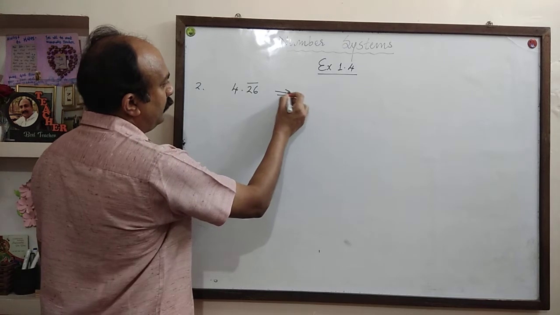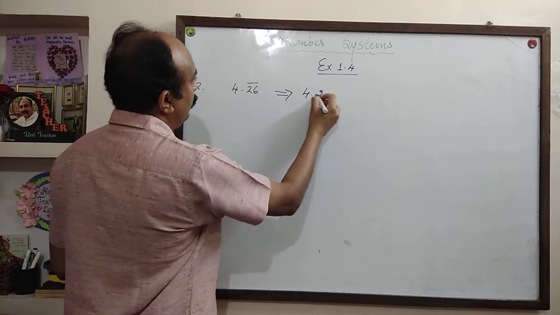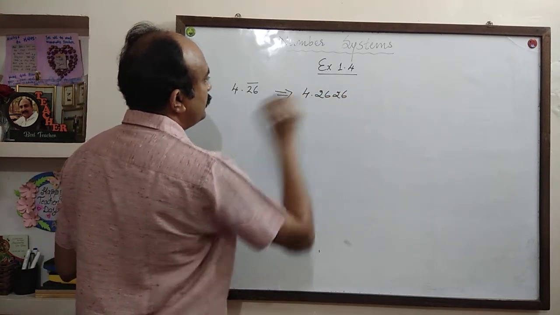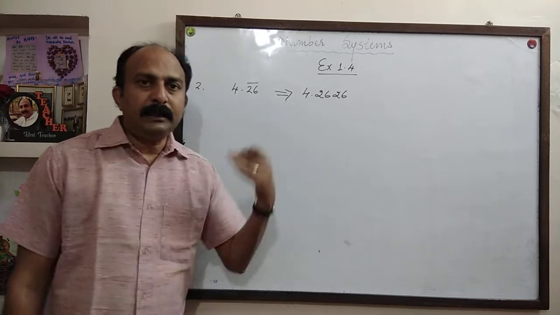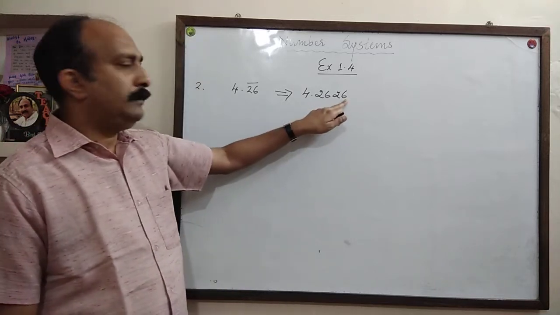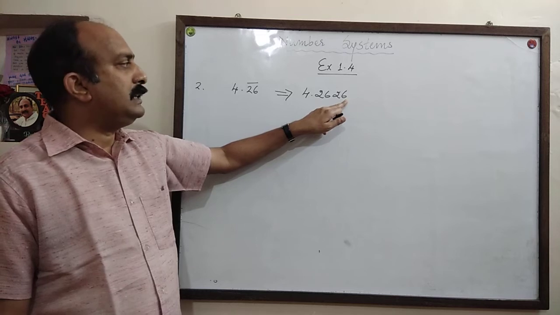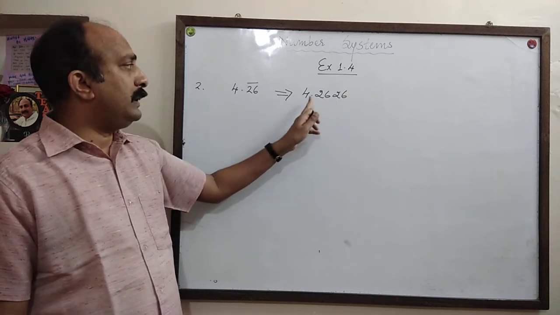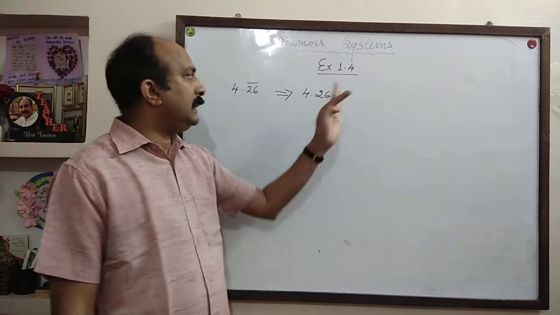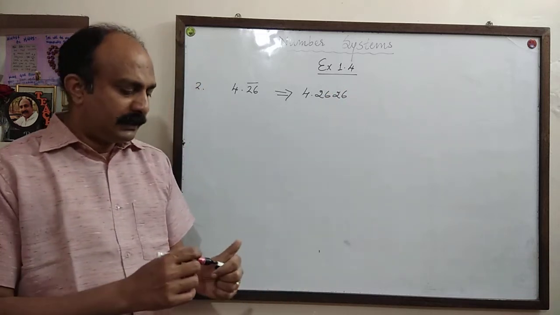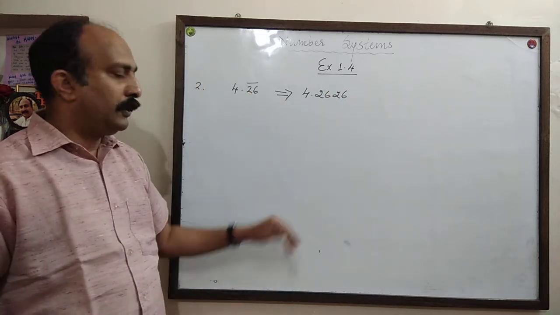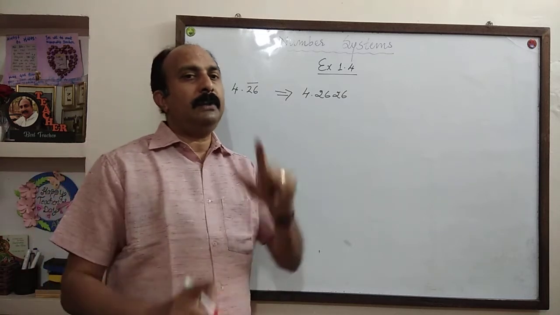4.2626 bar up to 4 places of decimal means 4.2626. Just like the previous question. Now this time 1 digit is more. In the previous one, after the decimal there were 3 digits, now 4 digits. That means the same method is to be followed. This time you have to draw the number line one more time.